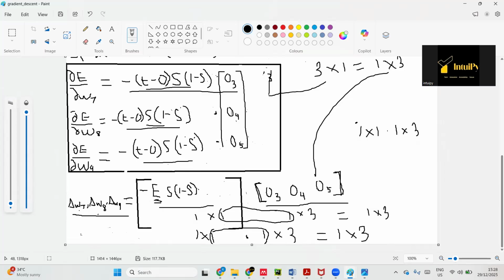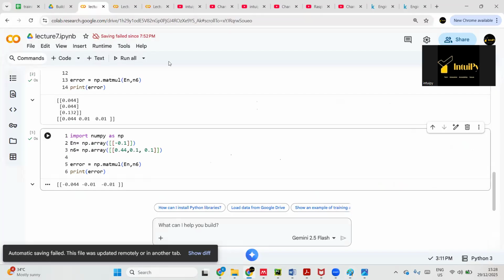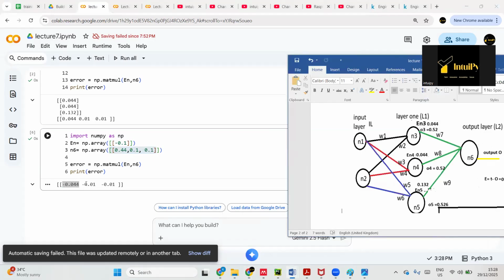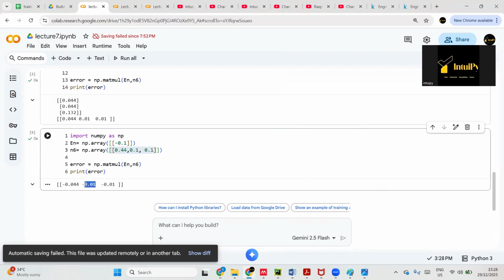That will reflect how much you need to adjust W7, how much you need to adjust W8, and how much you need to adjust W9. So as an example, imagine this is our 1 by 1 matrix, and this is our 1 by 3. Then if we do the matrix multiplication, you can see it tells us how much we need to adjust W7, how much we need to adjust W8, and how much you need to adjust W9.